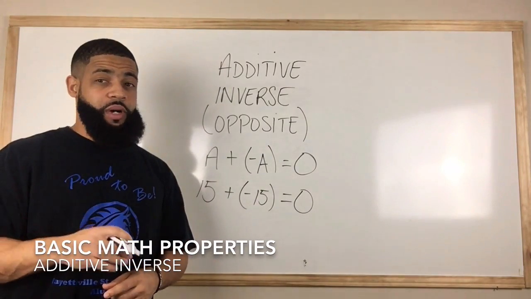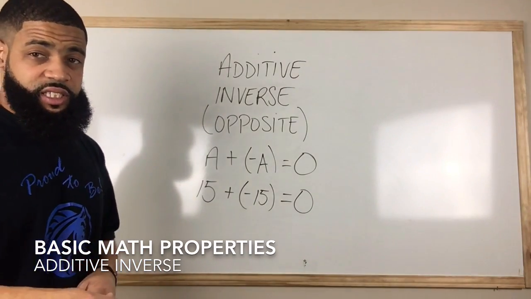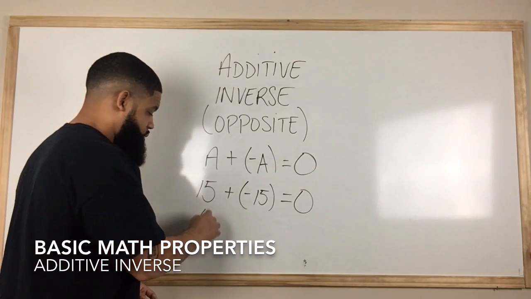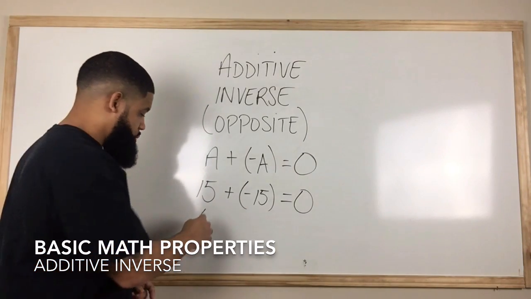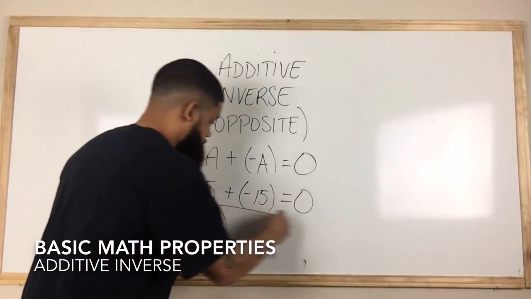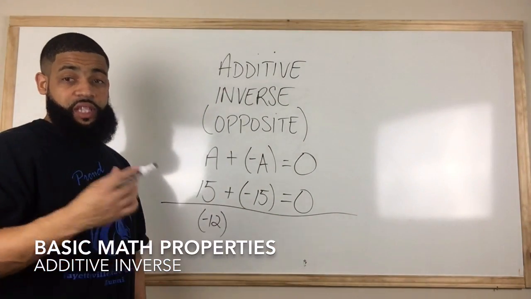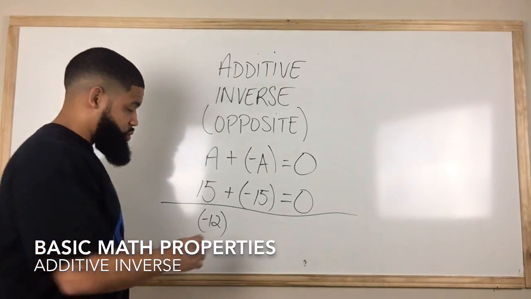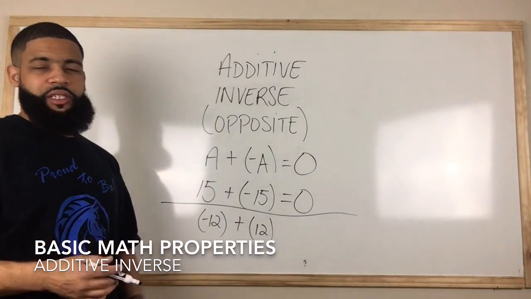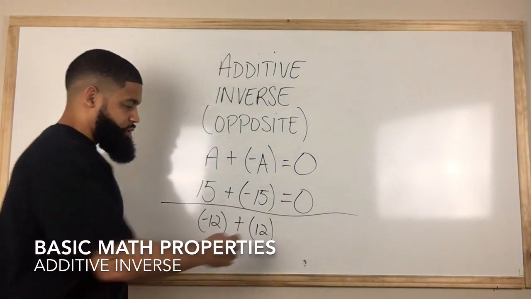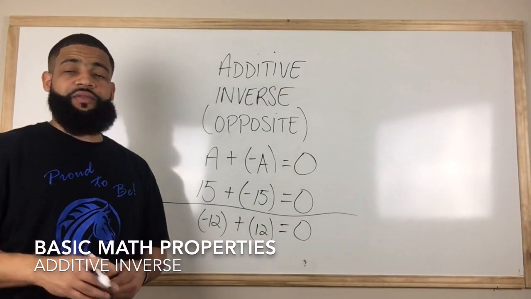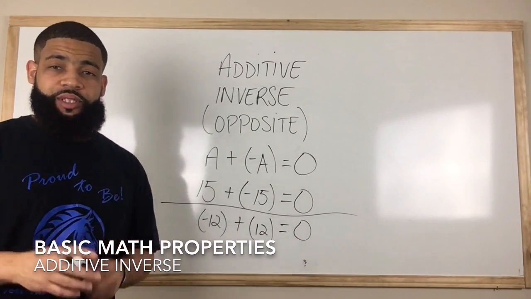Also, we want to keep in mind that in this case, let's say we start out with a negative value. So let's say I start out with, I'm going to use a different example, negative 12, okay? Well, negative 12, the opposite or the additive inverse of negative 12 is positive 12. We don't have to necessarily put that positive sign there, but if I add those two together, I will still get 0. So the additive inverse of a number is nothing but the opposite of that number.